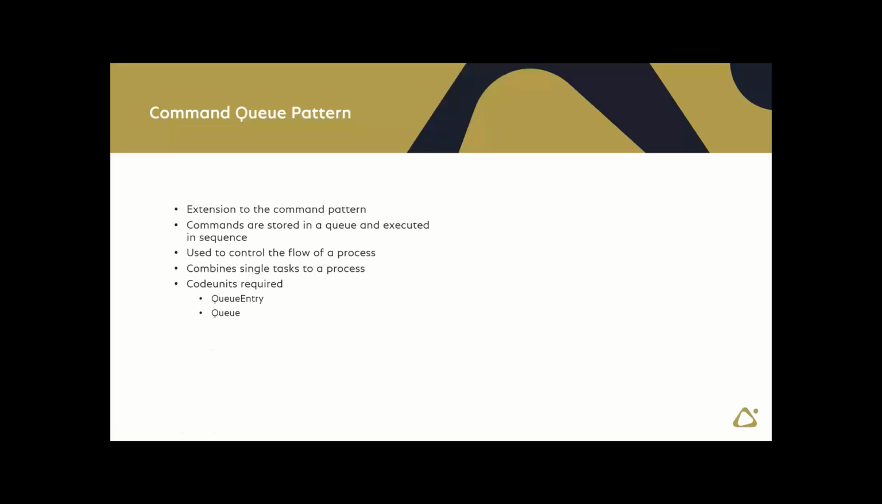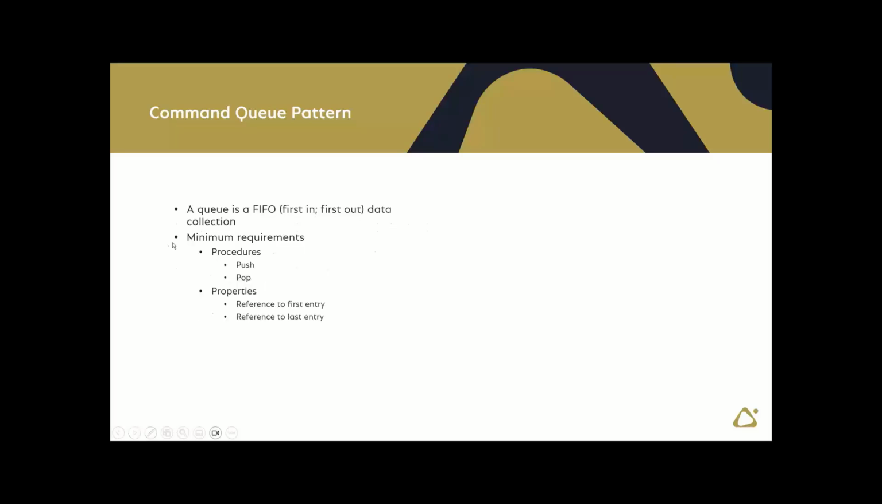Very similar to the command pattern is the command queue. Let's start with the queue. The queue is a collection. A collection is just like, for example, the list which was introduced some versions ago in AL. It's just a collection of data, and a queue is a collection where we have first in, first out. For the command queue pattern, we want to add commands to a queue and execute them in a row, so we can control the flow of a process.